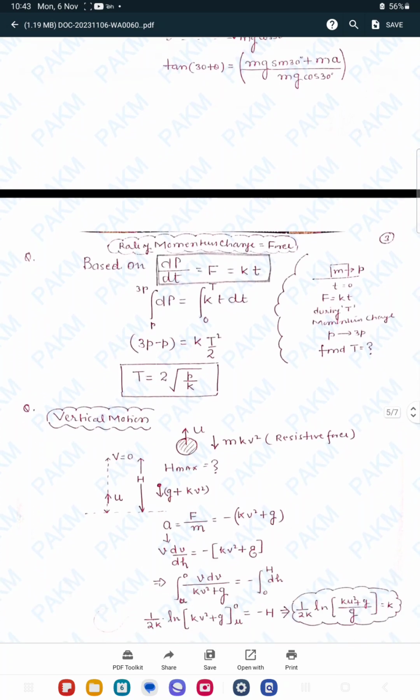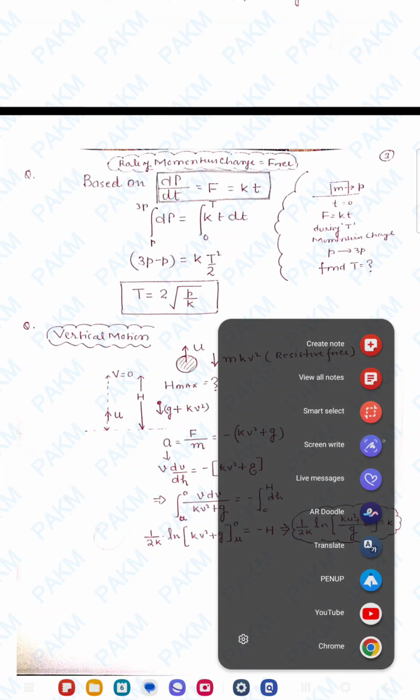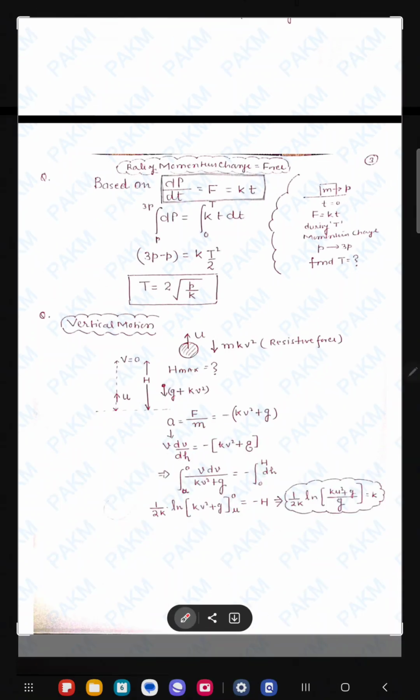Now the next important question, this is also one of the important questions, where the basic concept is they have given rate of momentum change is equal to force. This is a very important concept. Rate of change of momentum, delta p upon delta t, is equal to F net. By using this concept, so many questions were asked, this is one of them.